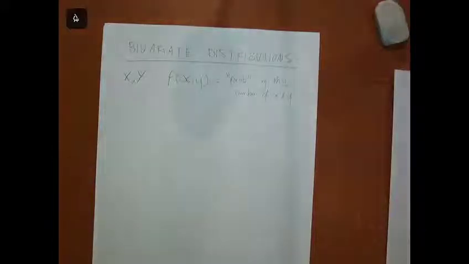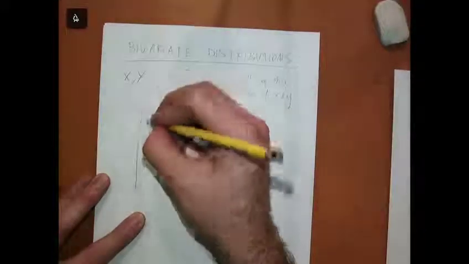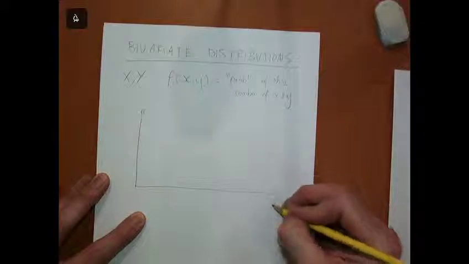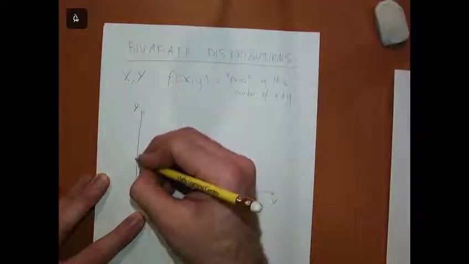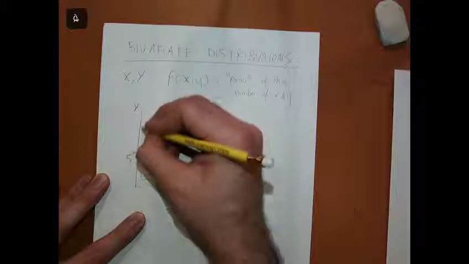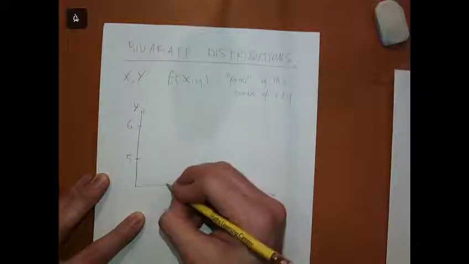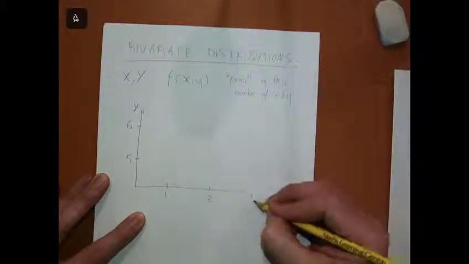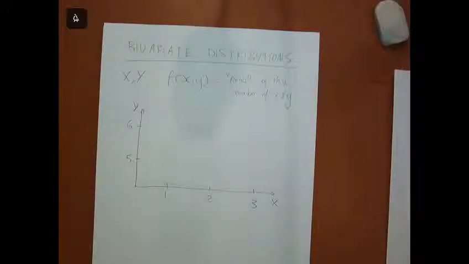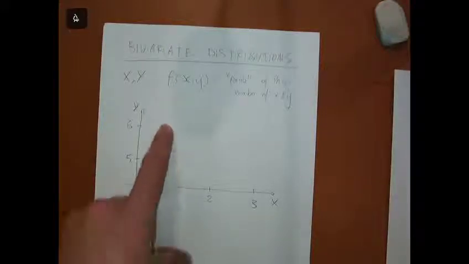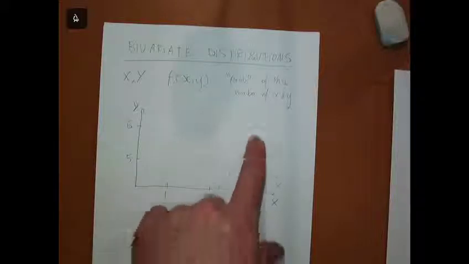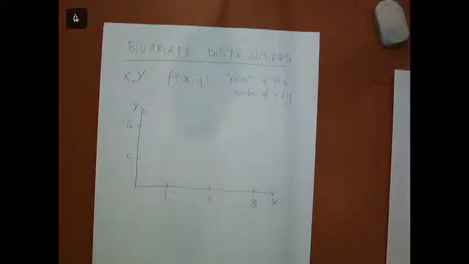I'm going to give you an example, a discrete one. This is my x, this is my y. My options for y are 5 and 6. My options for x are 1 and 2 and 3. And each of those combinations of options has a probability. So 1 and 5, 1 and 6, 2 and 5, 2 and 6, 3 and 5, and 3 and 6, all those possibilities have their own probabilities. So it's a sample space and they each have a probability, and all those probabilities add up to 1.